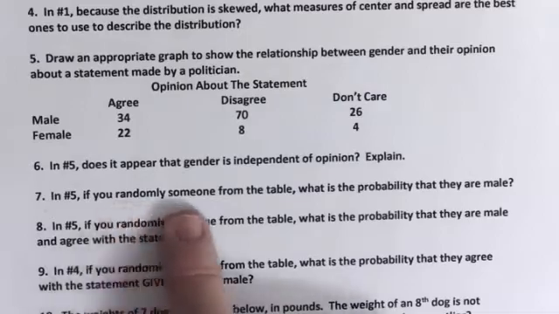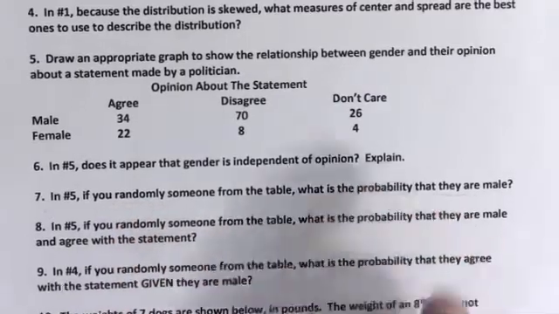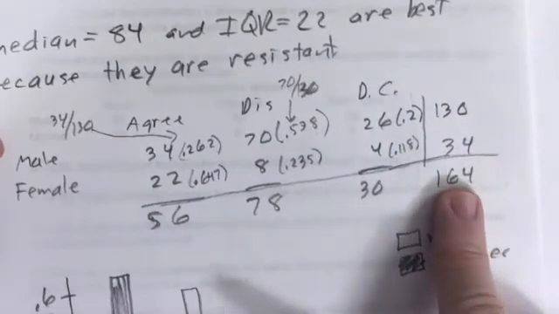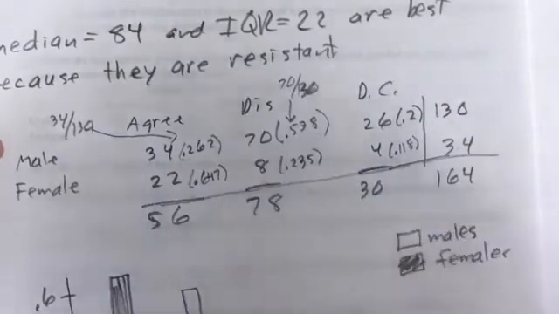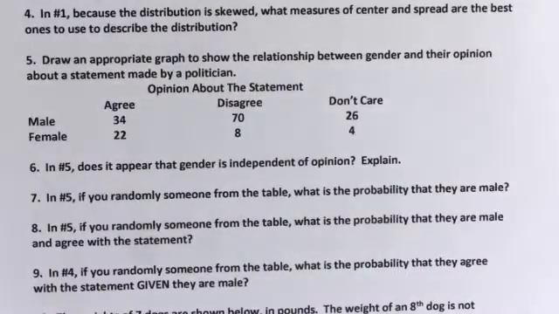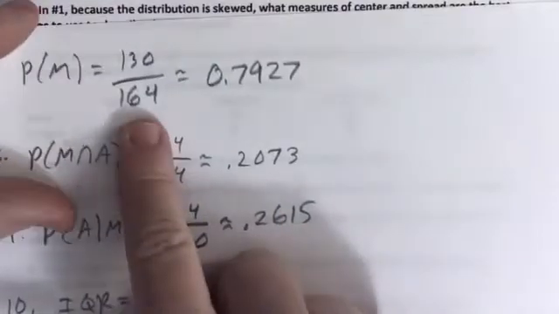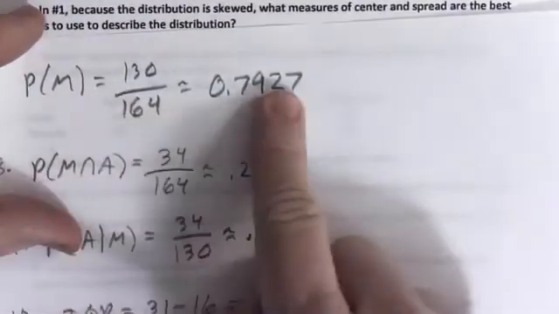Number 7, if you randomly select someone from the table, what's the probability that they're male? Well, there's a total of 130 males out of 164 total people. So it's 130 out of 164. And so that is that. So the probability they're male is 130 out of 164.